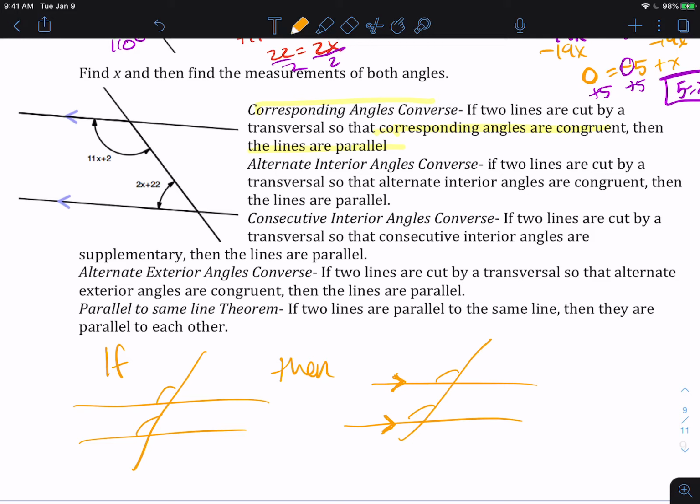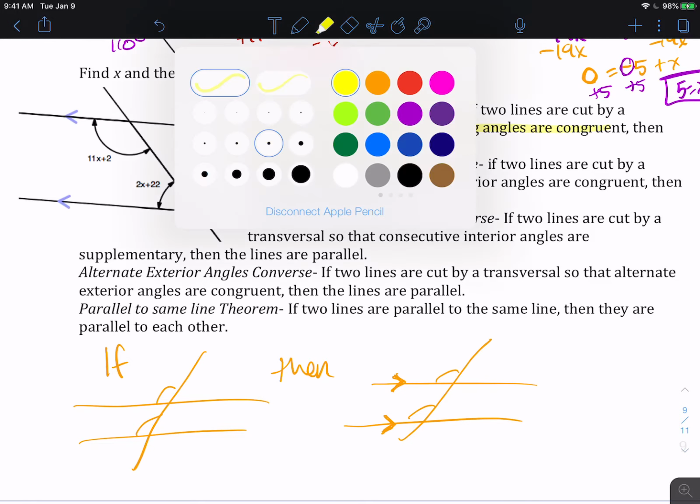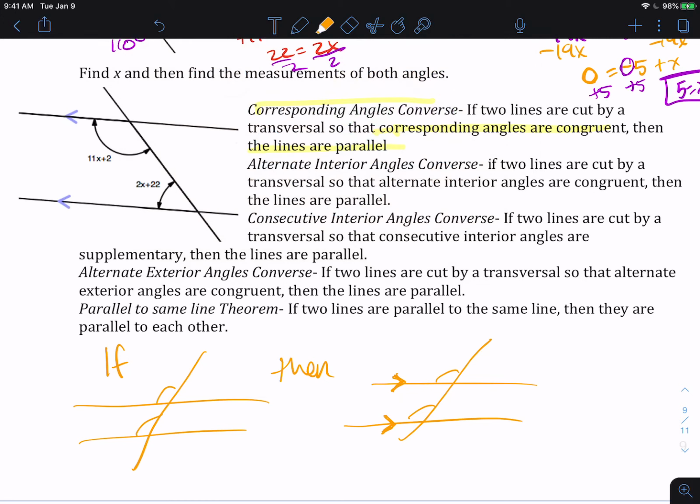And then we have the same kind of backwards scenario for all the ones that we had the other day. So we have not only the corresponding angles, but we have the alternate interior angles. If the alternate interior angles are congruent, then you know that the lines are parallel. We also have the consecutive interior angles. If those are supplementary, this is our one that's supplementary, not congruent, then they're parallel.